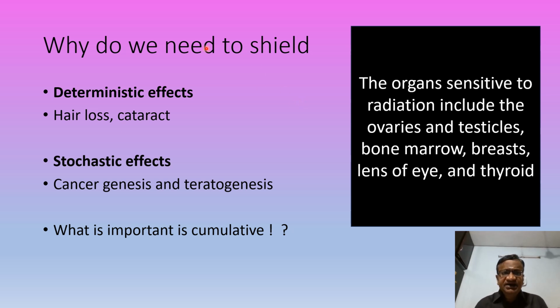Why do we need to shield? Deterministic effects are hair loss and cataract. Stochastic effects are cancer, genetic effects and teratogenesis. These are the things we know, but what is important is the cumulative effect. Ovaries, testicles, bone marrow, breast, lens of the eye and thyroid. These are the organs which are sensitive to radiation.